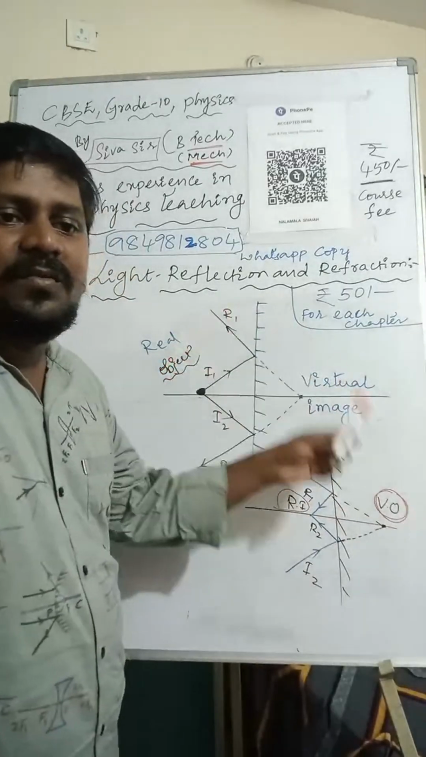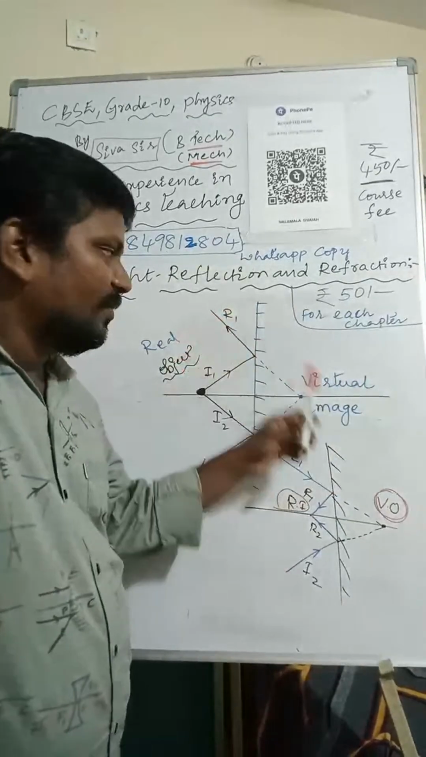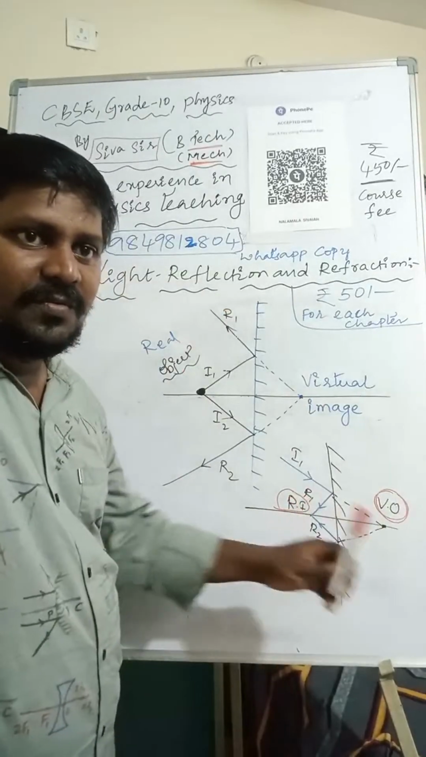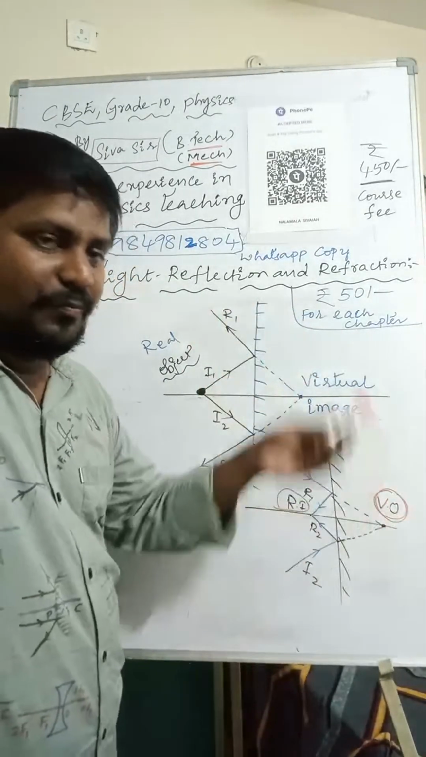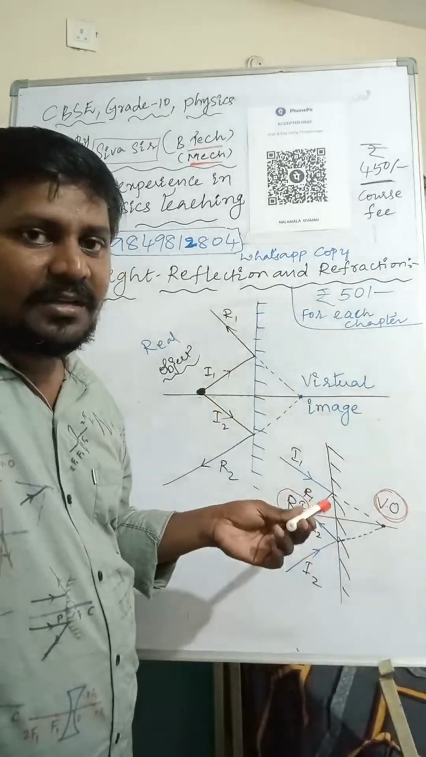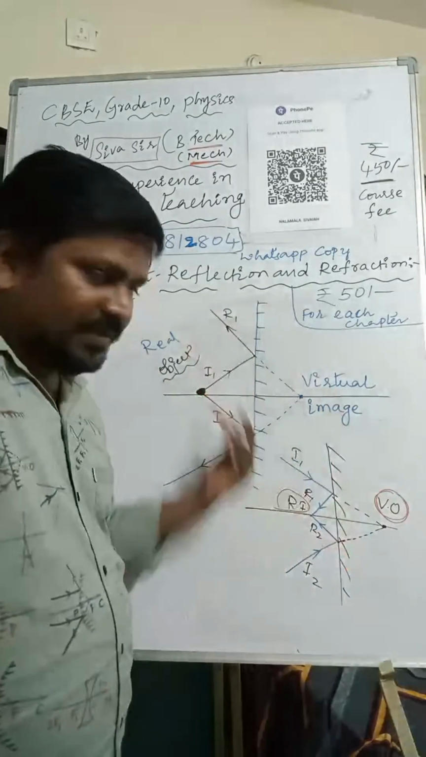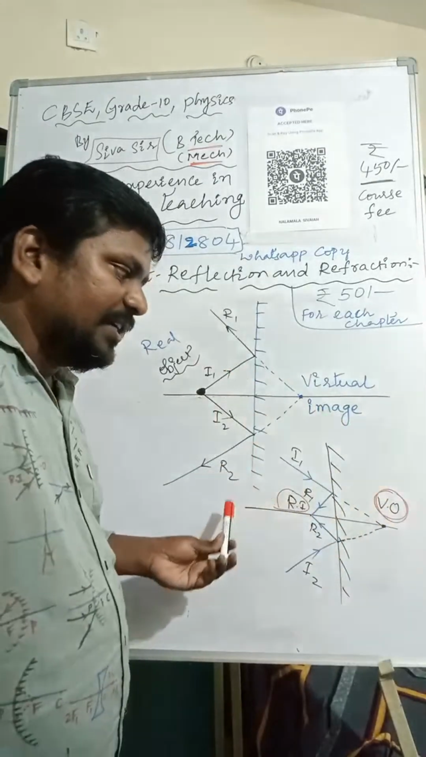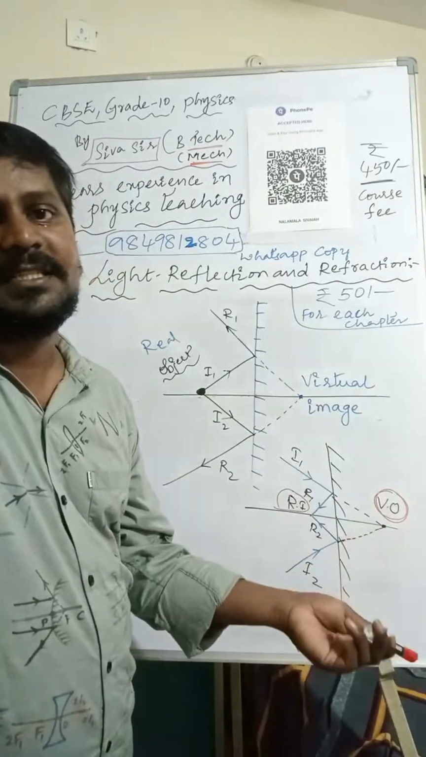Real object, virtual image. Real image, virtual object. So finally, what can we conclude from this? Object is real, image is virtual. Object is virtual, image is real.